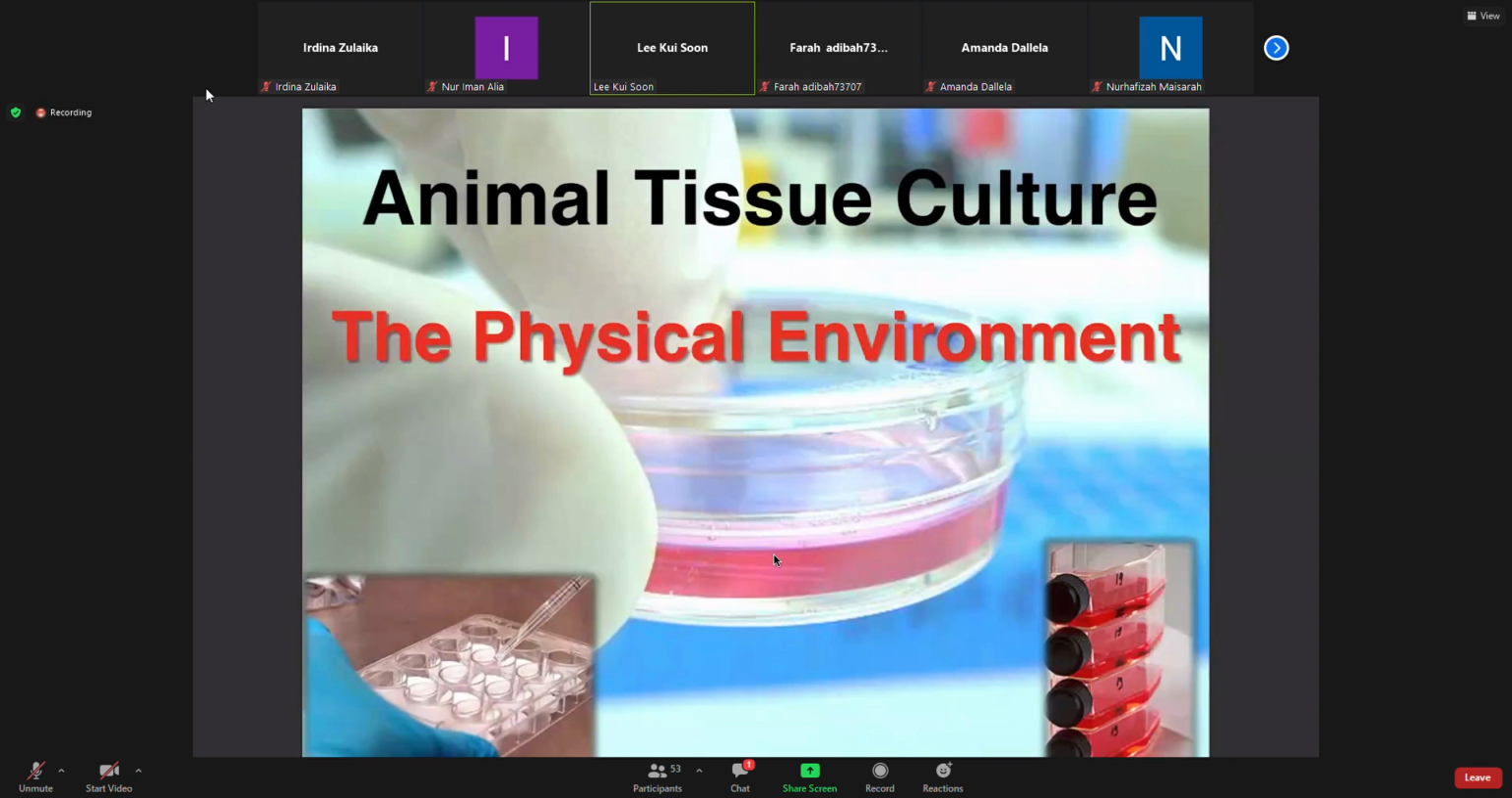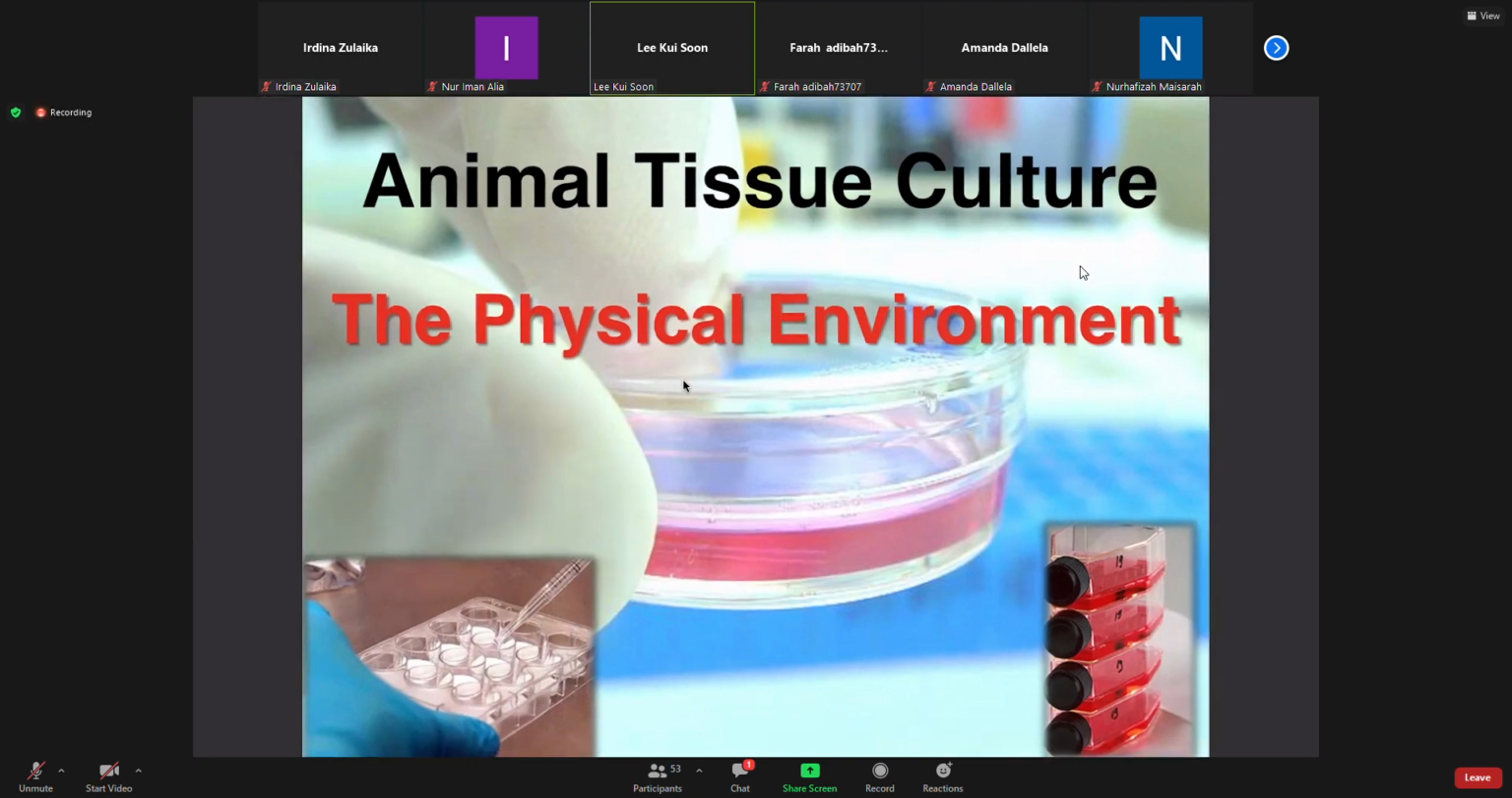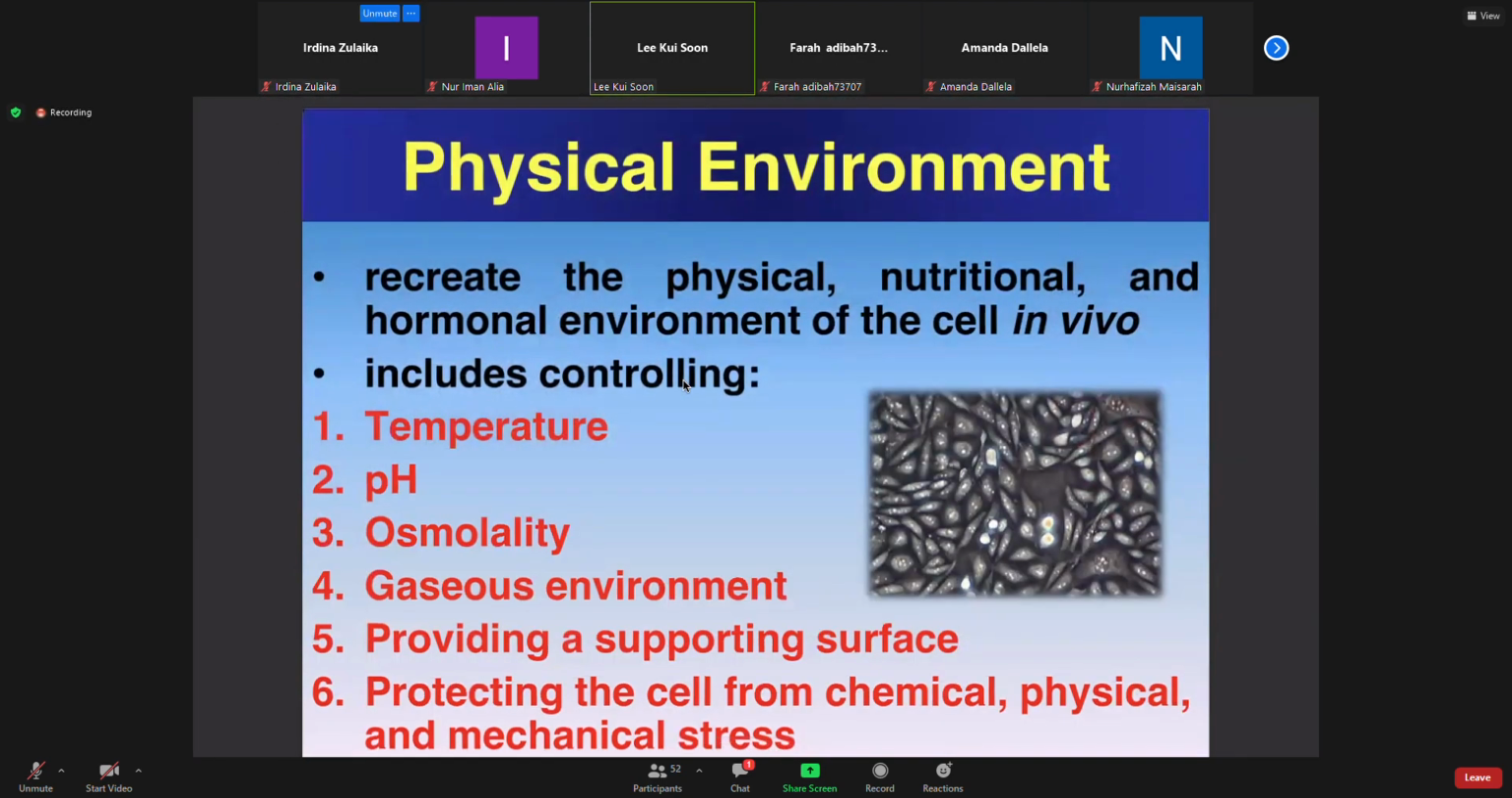Right. Okay. So today we're going to discuss the physical environment of animal tissue culture. Now, as you all know, we need to create an artificial environment, because you actually excise the tissue from a certain part of the animal, and you are trying to create an environment so that the cells or the tissue that you excise from the animal can survive and also can further replicate.